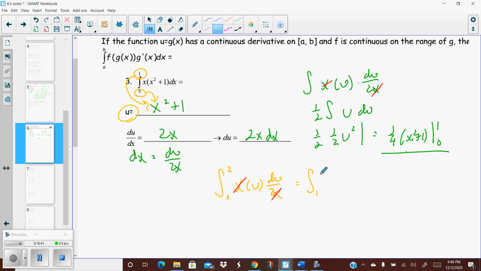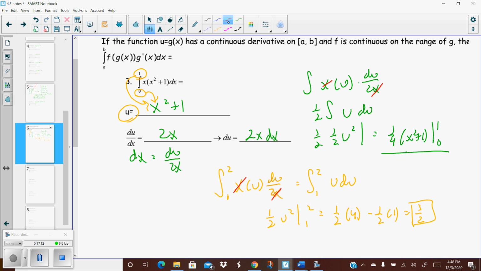So now I can just do the integral from 1 to 2 of u du. And that's going to be 1/2 u squared from 1 to 2. So if I plug in 2, I'm going to get 1/2 of 4, minus, if I plug in 1, I'm going to get 1/2 of 1. So that's going to be 4/2 minus 1/2, which is 3/2.